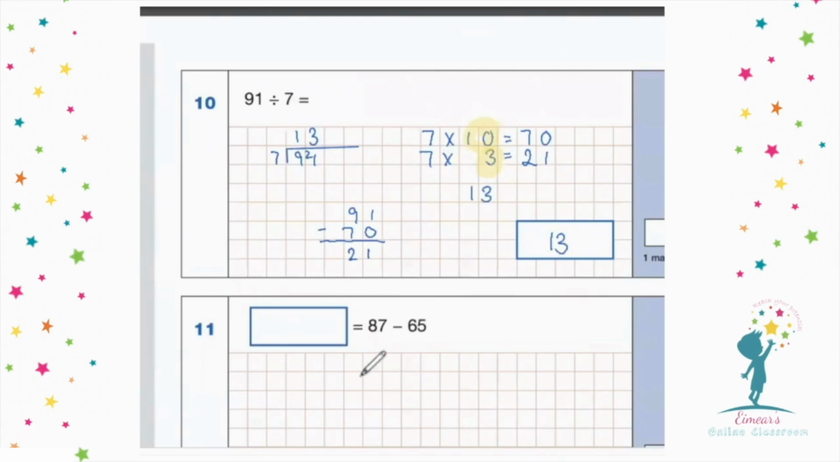Well, in this one here, I've got room to draw it in. Let's do that. Draw in my number line, and I'm going to put 87 take away 65.